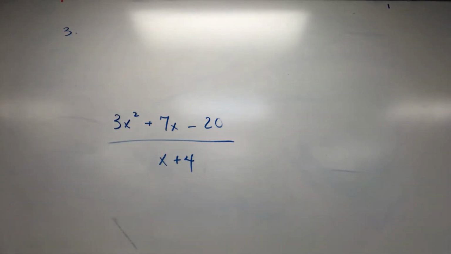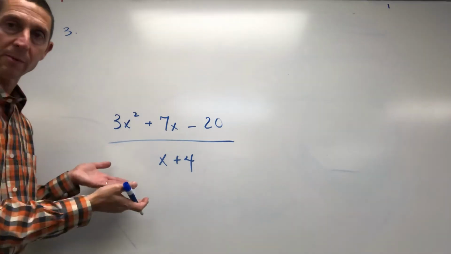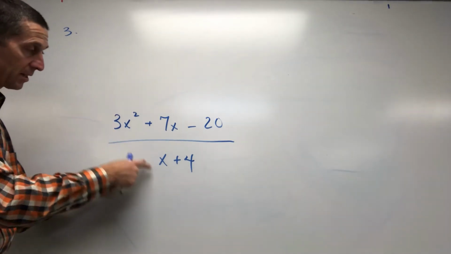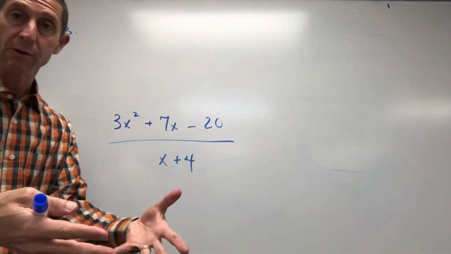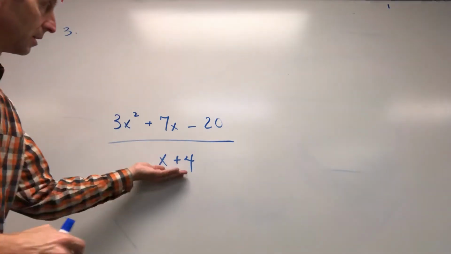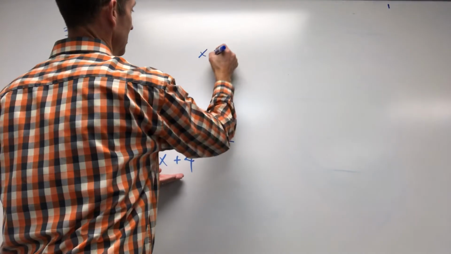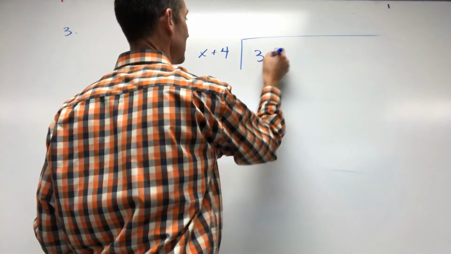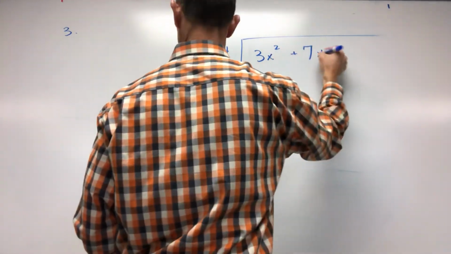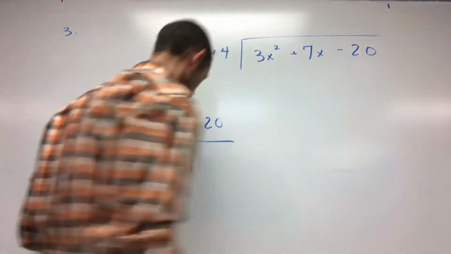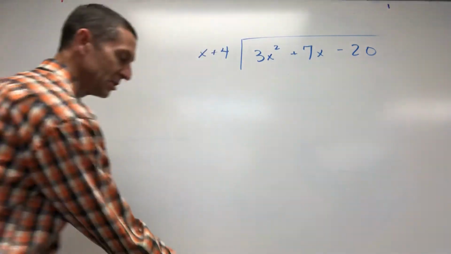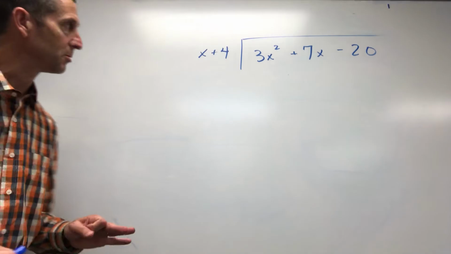Okay, third example, and again, when you get these problems given to you, it's set up like this. Divided by, your job is to create the long division problem. X plus 4, set up the long division, 3x squared plus 7x minus 20. All right, third time's the charm. Let's try to run this third example.